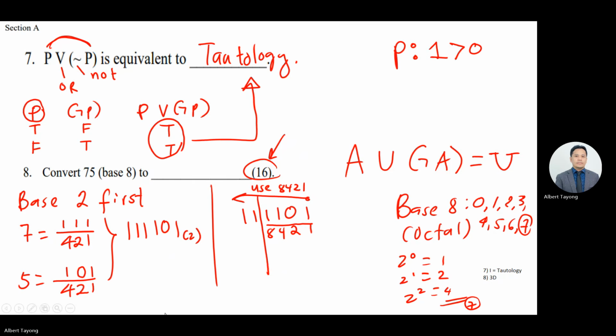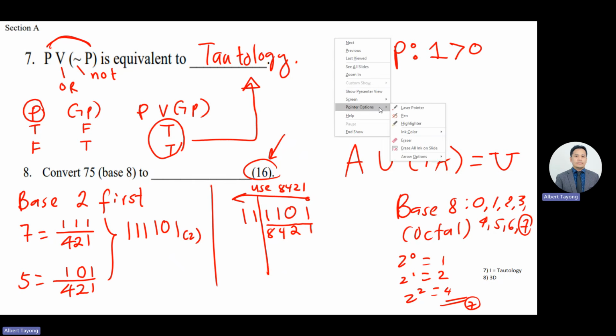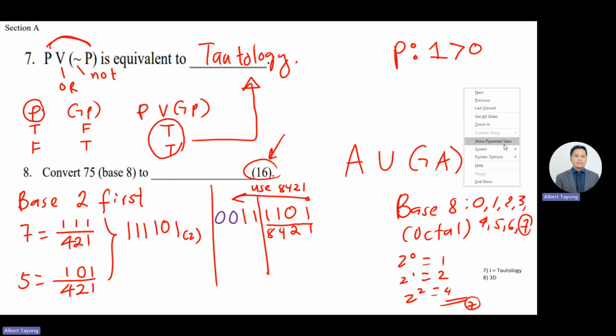Okay. So for the next group, there are only 2 digits. We have to add 2 more zeros to make it 4. Okay. So that's it. And we're going to assign 8421 below the digits.